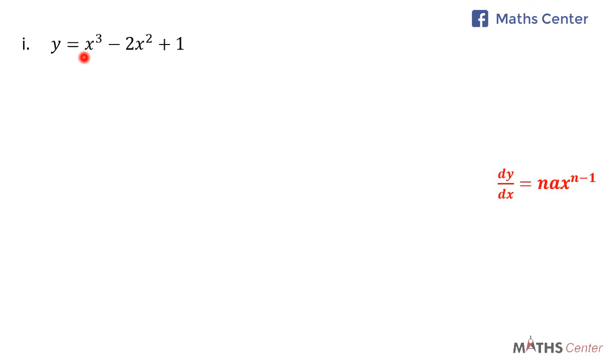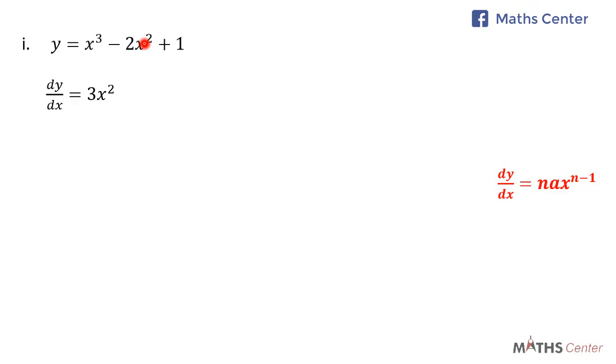So we take the first term, which is x cubed. We are going to differentiate x cubed. From the general rule here, 3 will drop, then we will reduce 3 by 1. When you do that, you have 3x squared. Then we come to the next one. We have minus 2x squared.